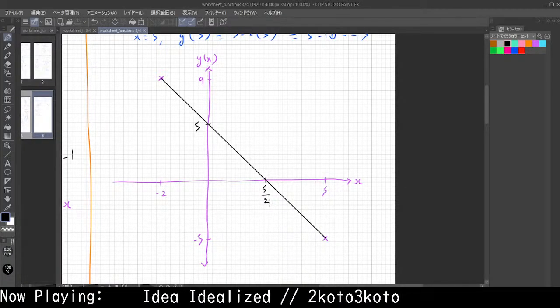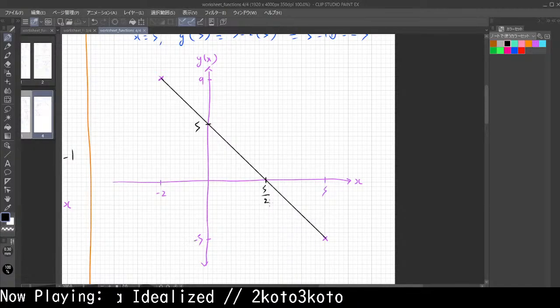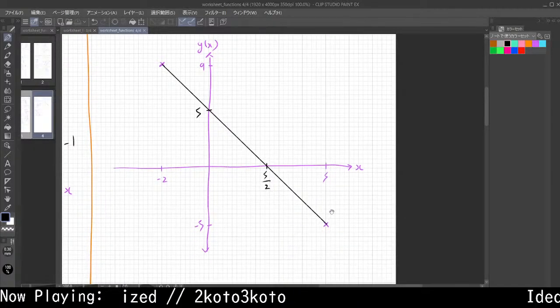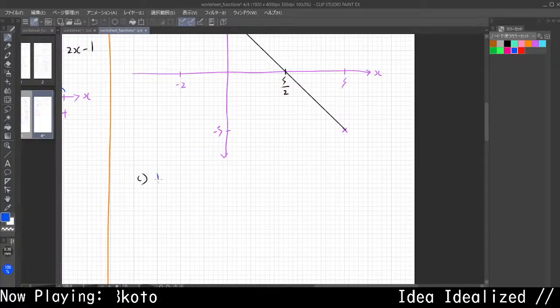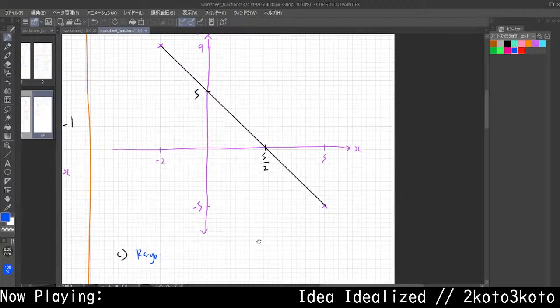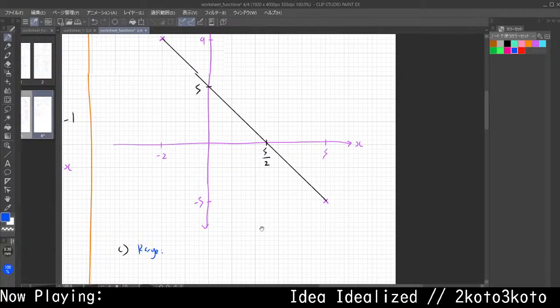This is the range. Basically the same thing. Your range in this case is the values along the vertical axis. So in this case it is -5 to 9.